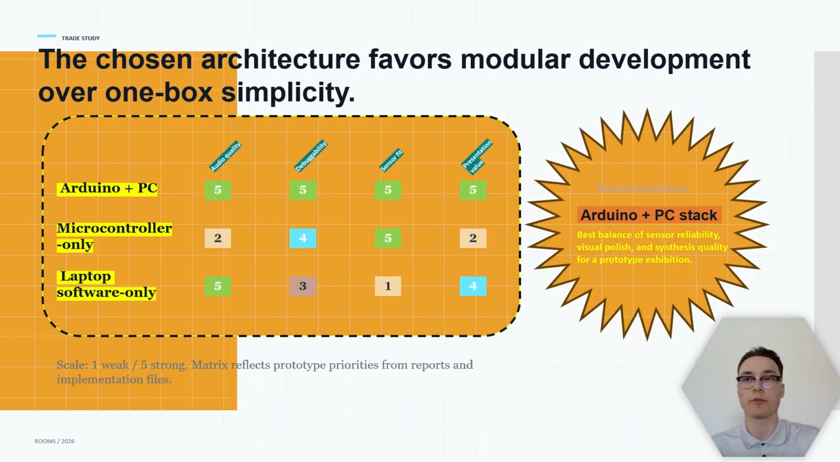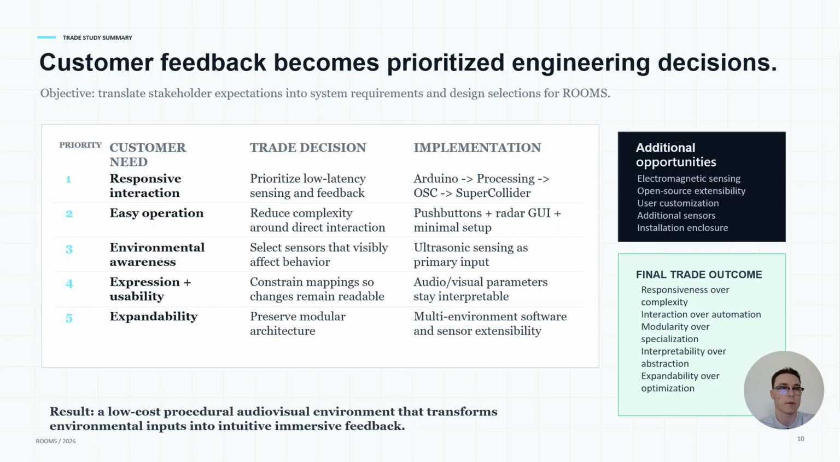For our trade study, we compared three options: Arduino plus PC, microcontroller only, and laptop software only. We scored each against audio quality, debuggability, sensor fit, and presentation value. The Arduino plus PC stack won out. It gives us SuperCollider's high-quality audio, the Arduino sensor integration, and Processing visuals, which was the best balance for a prototype exhibition. Our objective through the trade study summary was to translate stakeholder expectations into system requirements and design selections for Rooms, identifying customer needs based on a level of priority, making trade decisions accordingly, and then implementing those into our design.